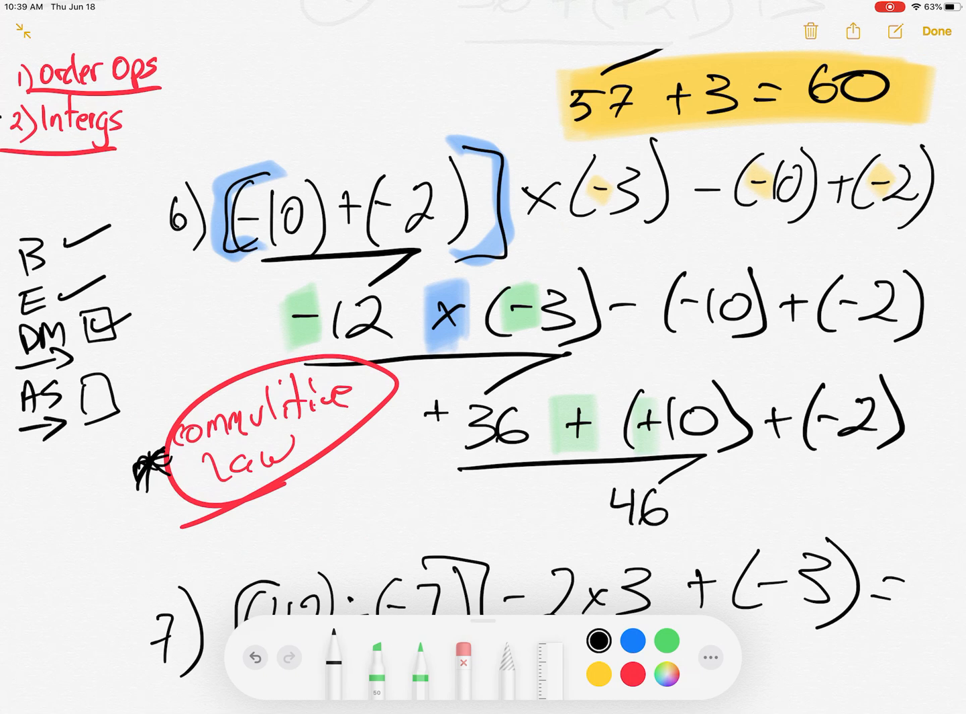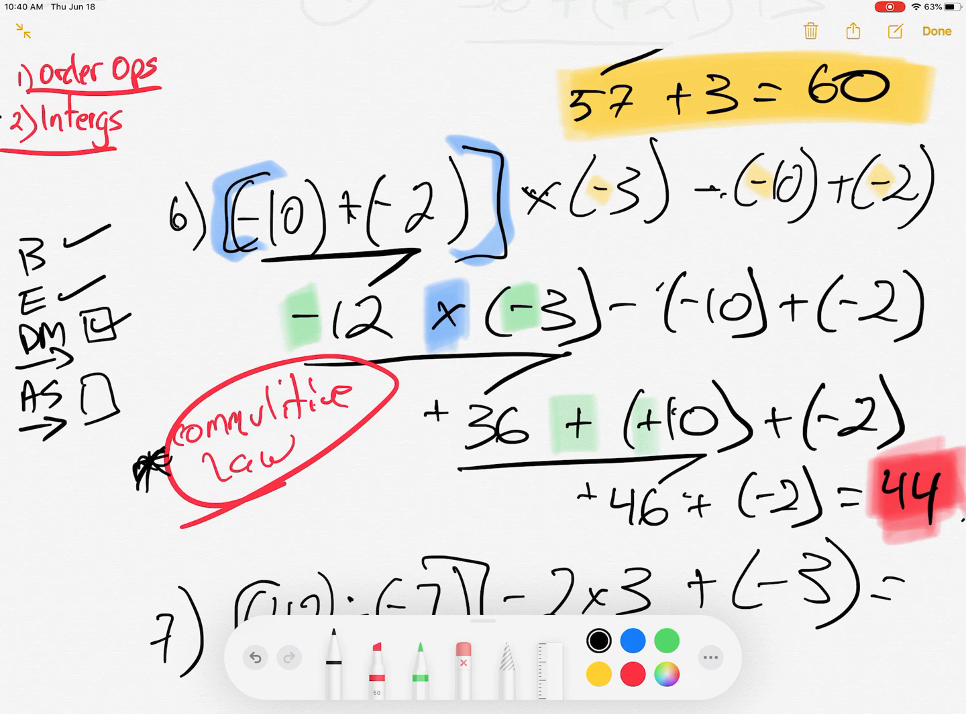So here I'm going to get 46 because they're both positive, plus negative 2. This is like getting $46 and giving 2 away. I'm going to end up with 44. 44 is my answer. So lots of steps. Okay, for every operation there is a step. 1, 2, 3, 4. Look what I have. 1, 2, 3, 4. 4 steps.